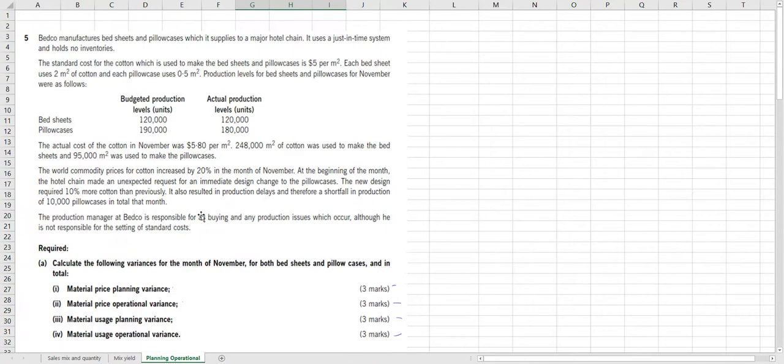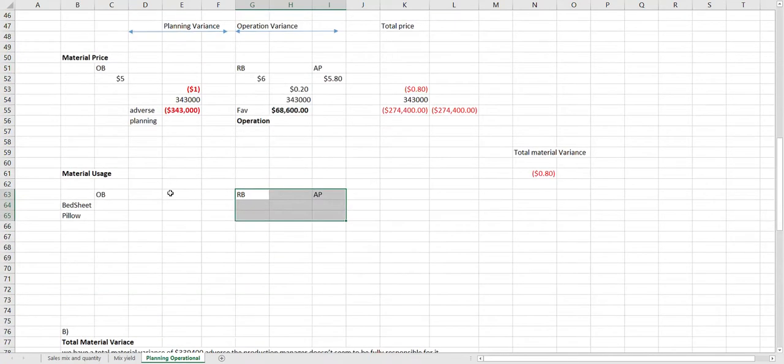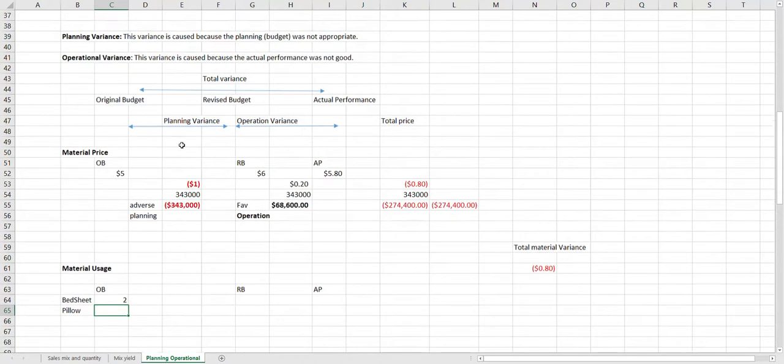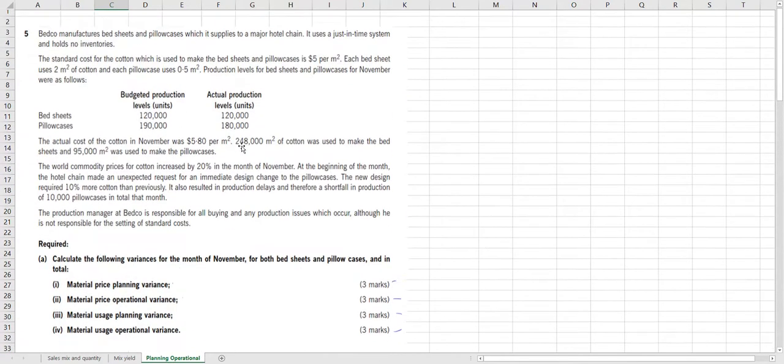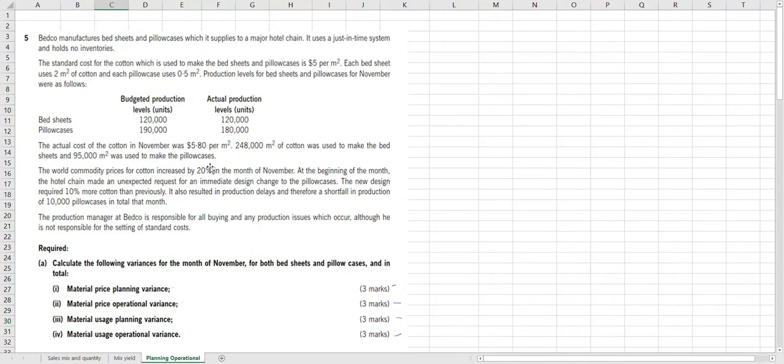Okay, the original budget, remember, each bed sheet uses 2 square meters and pillowcase half square meter. Because the usage here is different, I'm going to do it separately for both of these products. I did it here as one thing because it was the same material. We were only looking at the price. But now, because they're two different products, even though the material is the same, the usage is different, so I will look at it separately. So we had 2 square meters and half square meters.